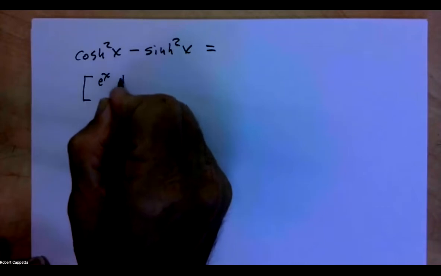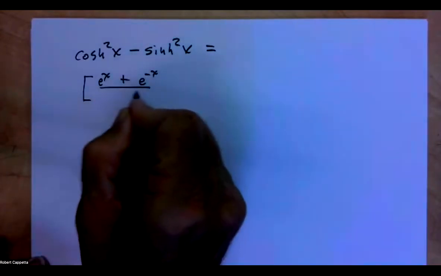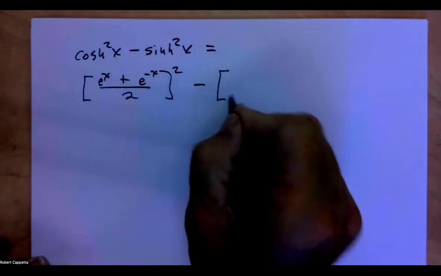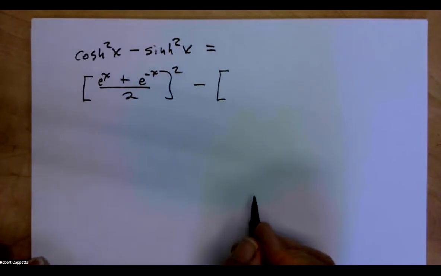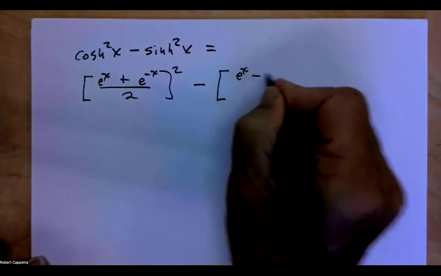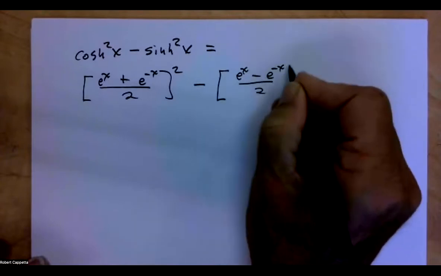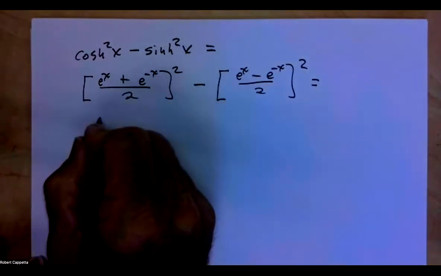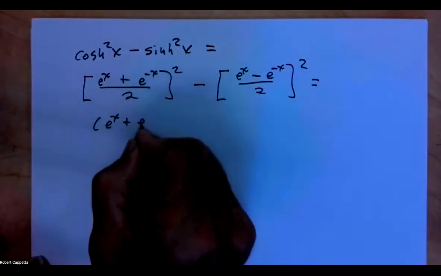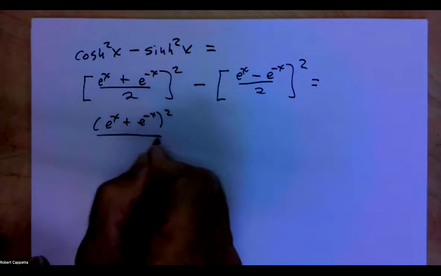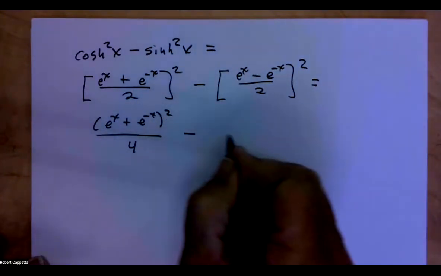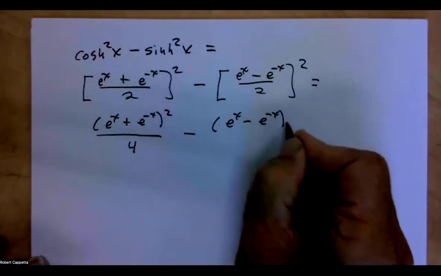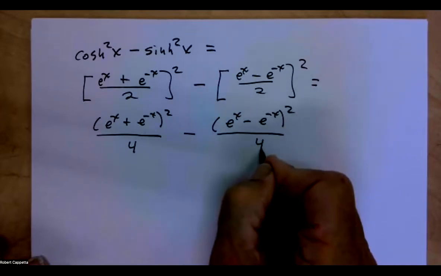That is (e to the x plus e to the negative x over 2) squared. Now I want to go minus sinh squared x, or sinh x quantity squared, which will be (e to the x minus e to the negative x over 2) squared, which is going to be what? Square the top: (e to the x plus e to the negative x) squared over 4, minus, similarly here, (e to the x minus e to the negative x) squared over 4.